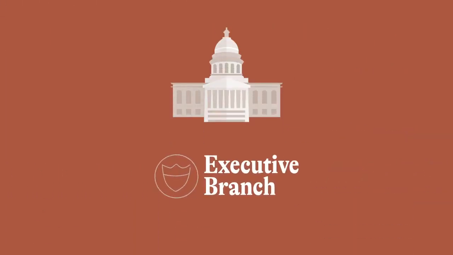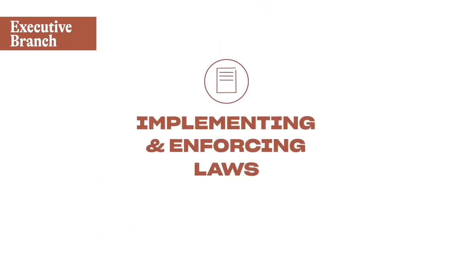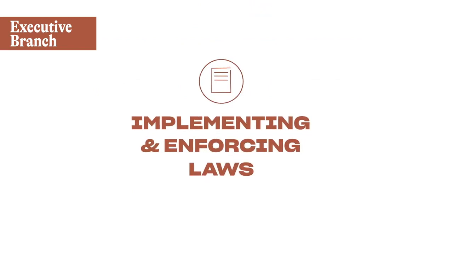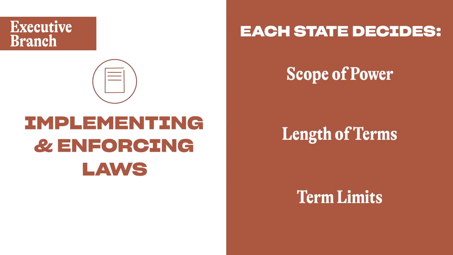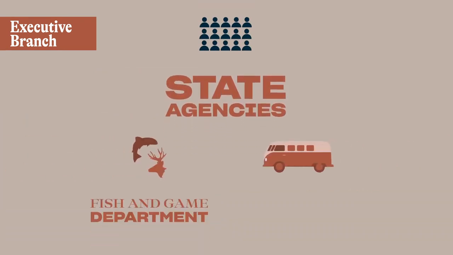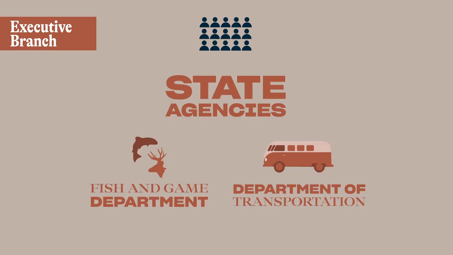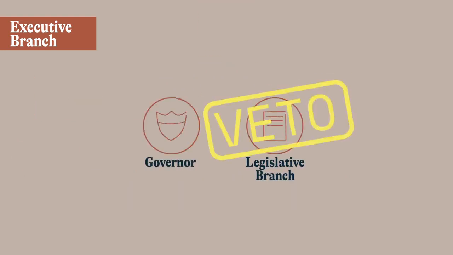State executive branch. Each state has a governor who is the head of state and commander of the state's National Guard. They perform the same function as the U.S. President, but each state determines the scope of the governor's power, length of term, and term limits. The governor also oversees state agencies, much like the President oversees a cabinet, and this could include agencies such as the State Fish and Game Department or the Department of Transportation. The governor also has veto power over the state legislative branch.